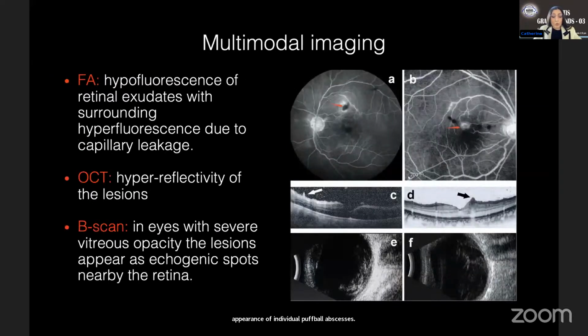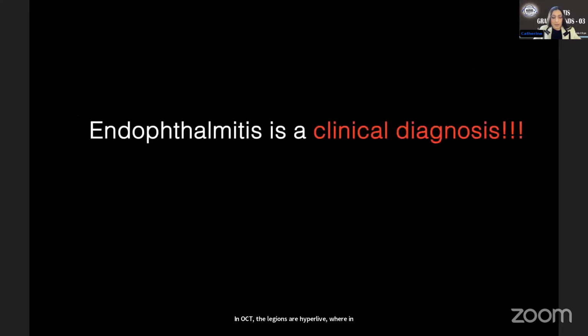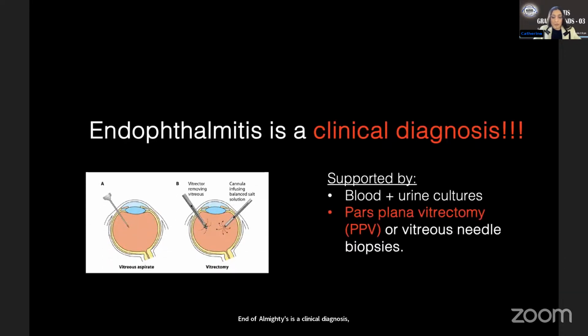Multimodal imaging is very useful for both diagnosis and follow-up of endogenous fungal endophthalmitis. In FA, there is hypofluorescence of retinal exudates with surrounding hyperfluorescence due to capillary leakage. In OCT, the lesions are hyperreflective, while in B-scan there are echogenic spots nearby the retina. Endophthalmitis is a clinical diagnosis supported by blood, urine, and vitreous cultures. At this point, we should stress that we should always suspect endogenous endophthalmitis in cases of older or immunosuppressed patients, especially if they were hospitalized in the ICU or had indwelling catheters.